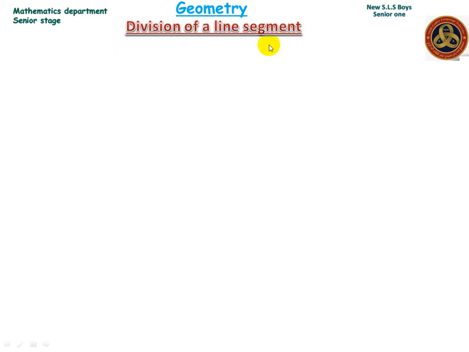Our lesson today in Geometry branch is division of a line segment. Division of line segment has two types. The first one is called the internal division.